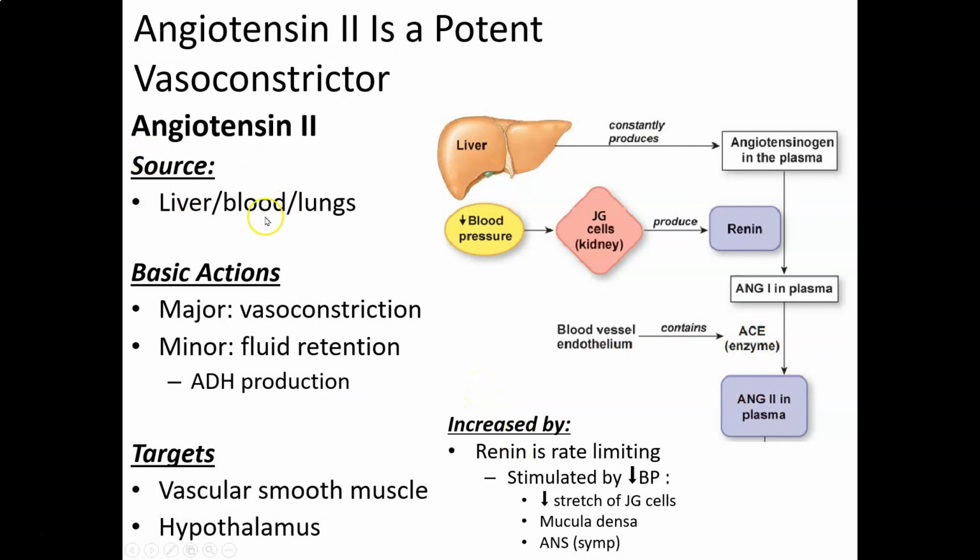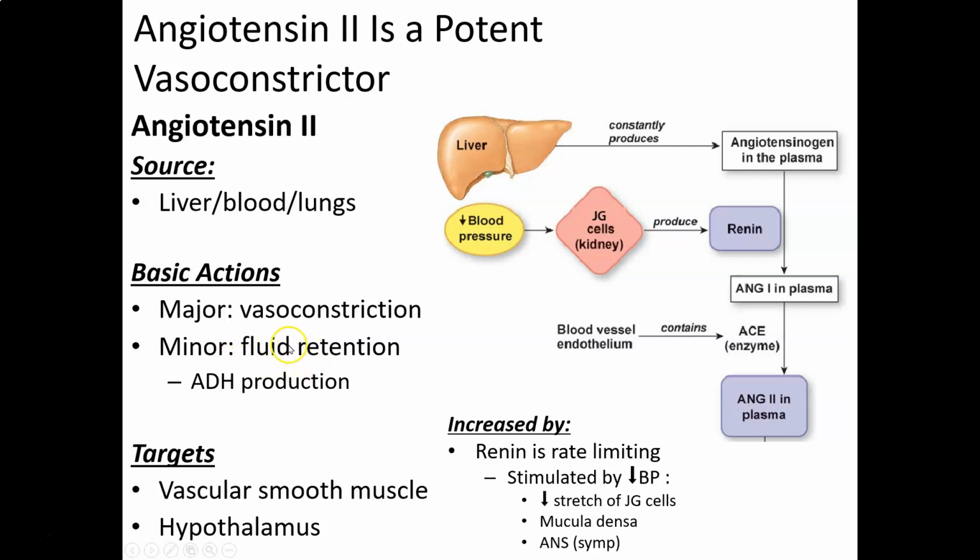So what does angiotensin do? Well, let's look at the name. Angio refers to vessel, and tensin is what it sounds like, tension. So it's a vasoconstrictor. That's what angiotensin means. So its major action is vasoconstriction. Okay? Its minor action is fluid retention. All right? So it also helps to retain fluid.